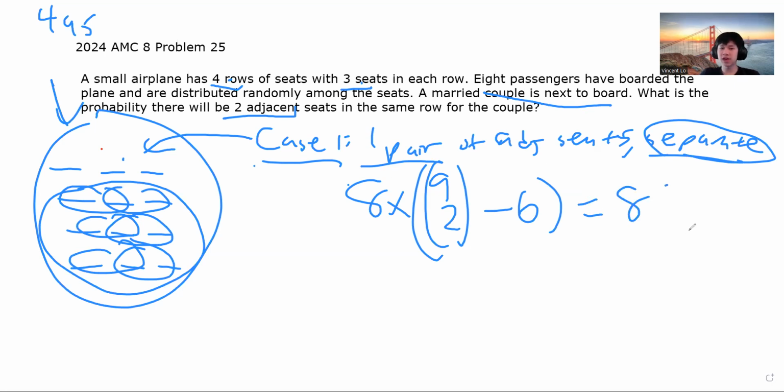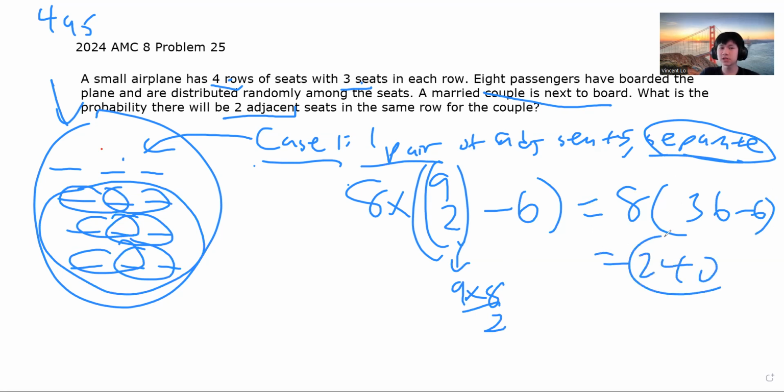So now we can do 8 times 9 choose 2, which is 36, right? Remember, 9 times 8 over 2, minus 6. So 36 minus 6. And that gives you 240. So case 1 is 240. So remember, this is the total. And then for the desired, let's write that here. Desired is 240 plus. All right. So we've done our case 1, 240.